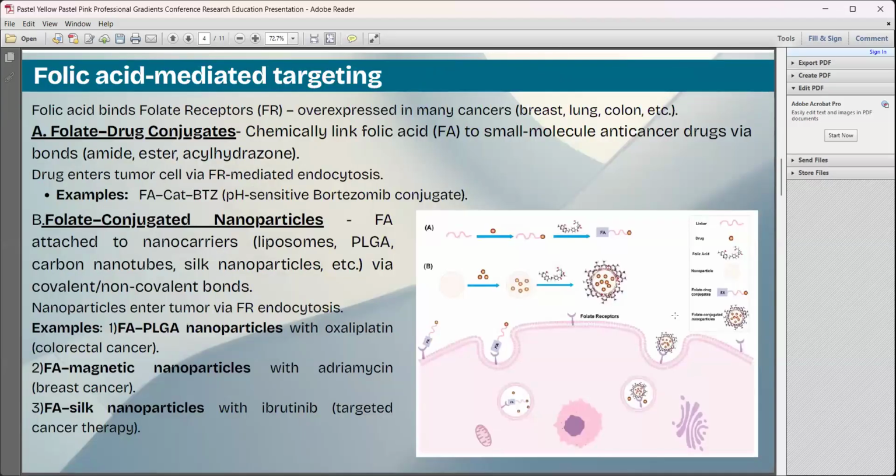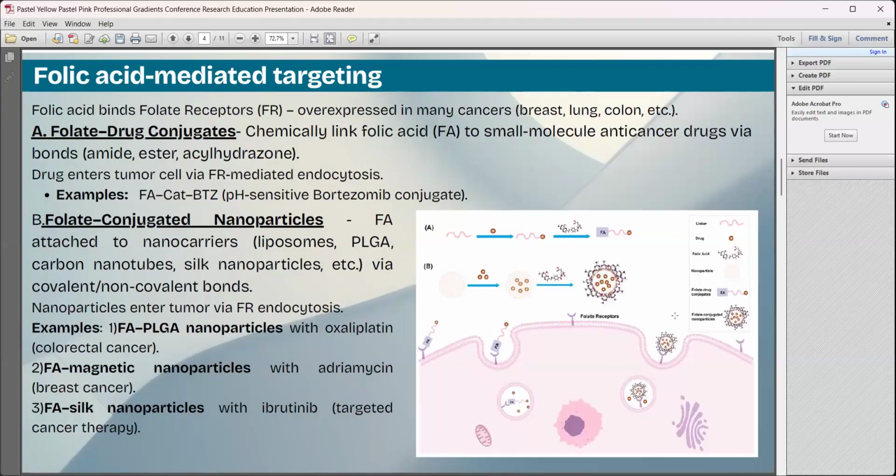So first is folic acid mediated targeting. Folic acid is a small molecule vitamin which is transported through receptor mediated endocytosis using the folate receptor. This folate receptor is expressed at a low level in normal tissues, but it is overexpressed in a variety of cancer cells, including breast, ovarian, endometrial, lung, neck, etc.